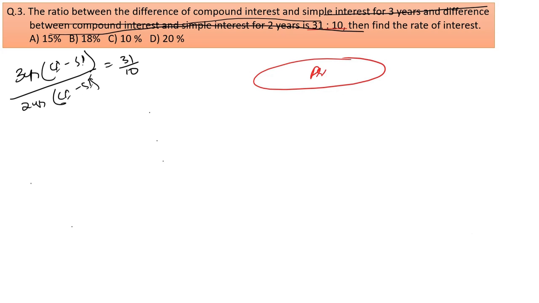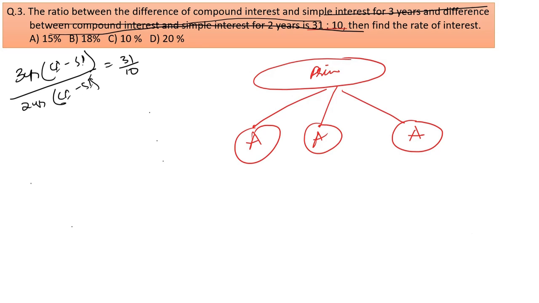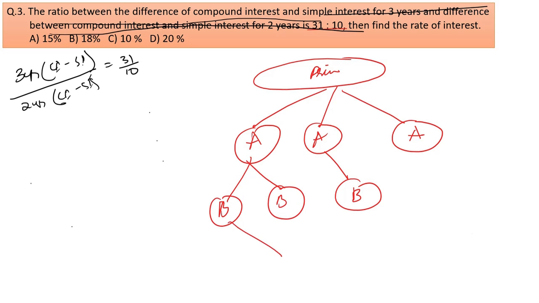This is principal. If this one is principal, the first year interest will be A. Let me name it A again. Second year A. Third year A. And then we have this interest. I will name it B again. B, because rate is same. B again for third year. 3 times interest is, let me name it C.